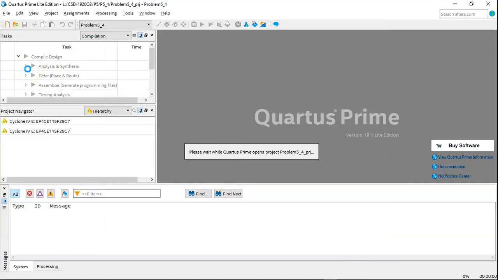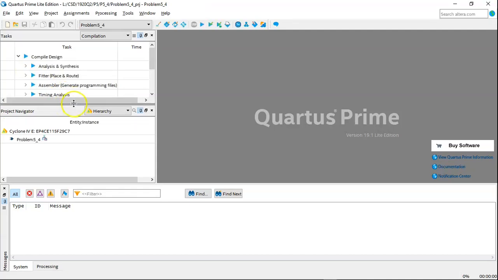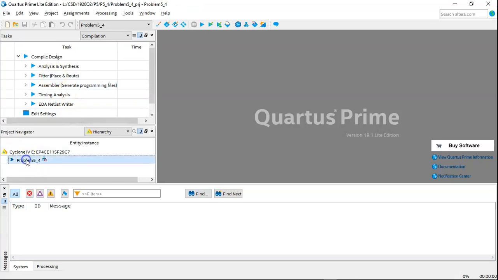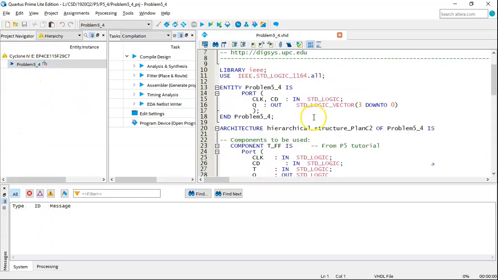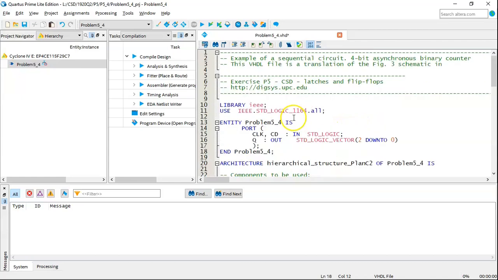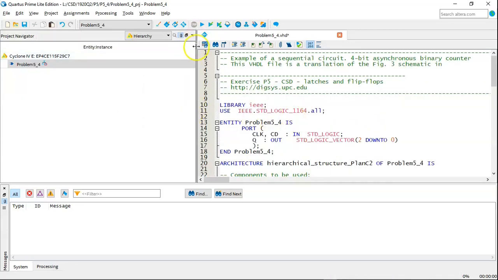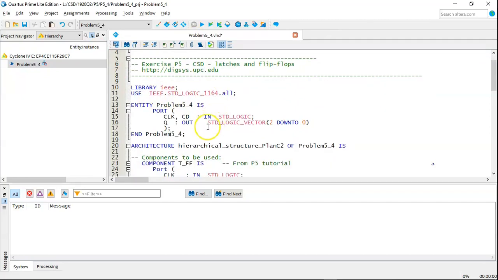So now you know that the project is not completed. You have the components, but not the full edition of the top. So that is what I'm going to do now. All right, I will go to the project system. And this is the problem 5.4: clock, clear direct, and Q. So this is not the right, well, Q, yes, it's 2 down to 0. Okay. It is Q down to 0.